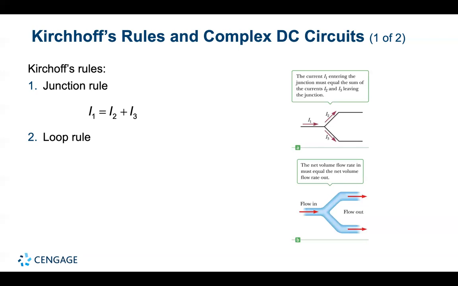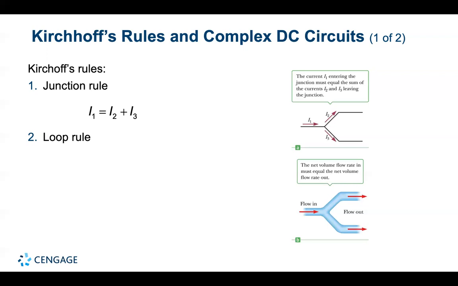The junction rule is a statement of conservation of charge. Whatever current enters a given point in a circuit must leave that point because charge can't build up or disappear at any point. If we apply the rule to a junction in the figure on the left, we get the current equation shown. The figure on the right represents a mechanical analog of the circuit. In the analog, water flows through a branch pipe with no leaks. The water flow rate into the pipe equals the total flow rate out of the two branches.